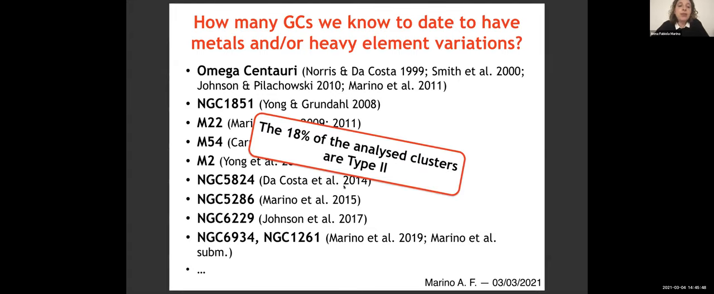But consider that already now, with the analysis of type 2 globular clusters, 18% of the analyzed clusters are type 2. This means that 18% of globular clusters in the Milky Way have variations in the heavy elements. So I would like to contradict what Nate said in his talk, because this is not a handful number of clusters. This is an important fraction of clusters in the Milky Way, almost 20%. So this phenomenon really needs to be understood.